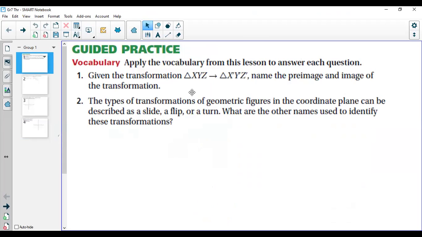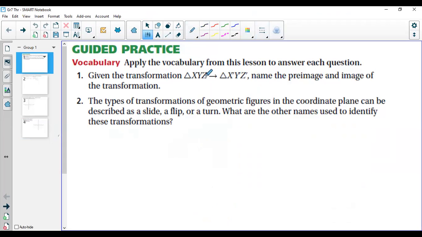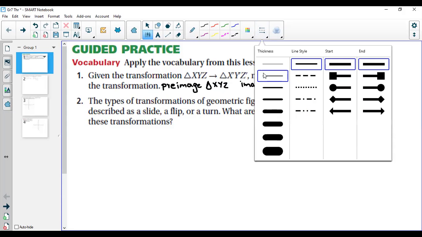Starting with this question. Apply the vocabulary from this lesson to answer each question. Given the transformation triangle XYZ has been transformed into triangle X prime, Y prime, Z prime, name the pre-image and the image of the transformation. This is easy. You know how to identify the pre-image and the image. So the pre-image is going to be triangle XYZ, right? Triangle X, Y, and Z. And the image is going to be the primes, triangle X prime, Y prime, and Z prime.